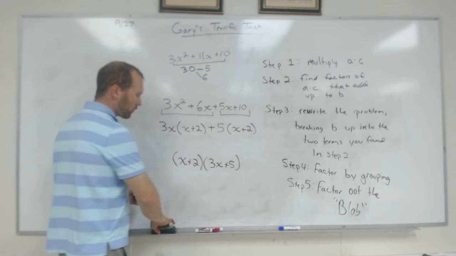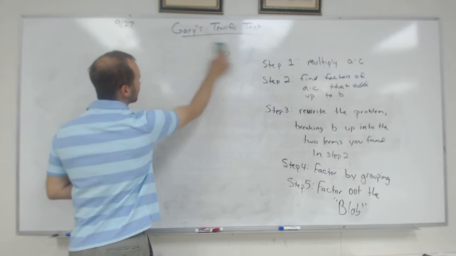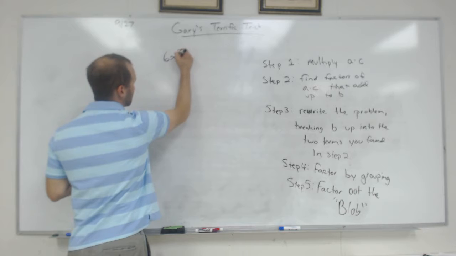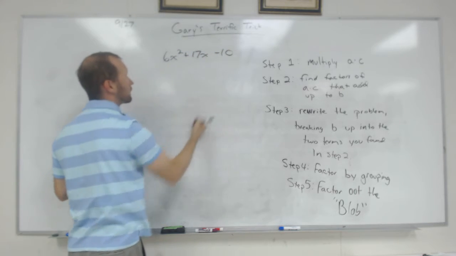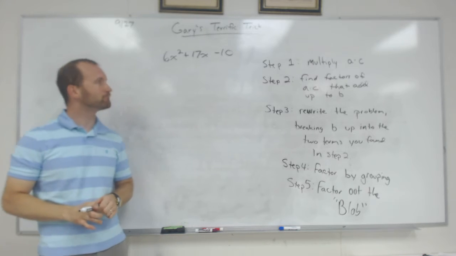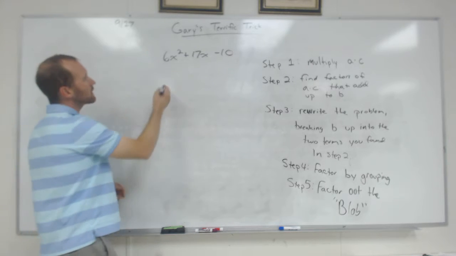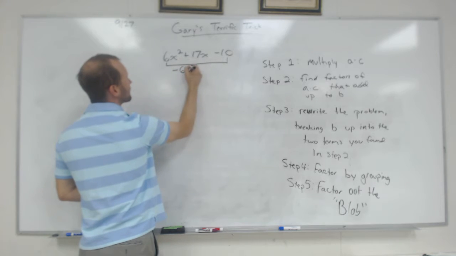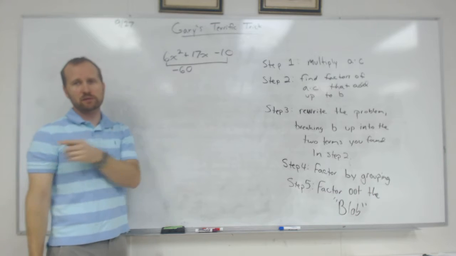So we have to do one more example because we haven't used any negatives yet. Now I've got a negative. So what happens when I multiply a times c? What do I get? Negative 60. So I'm trying to think of factors of negative 60 that add up to 17.